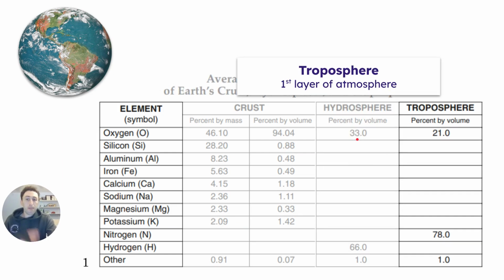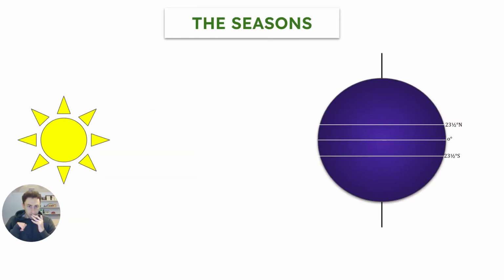The troposphere is the layer of gas that surrounds the Earth, called the atmosphere. The troposphere is the first layer of the atmosphere, and it is made up of mostly nitrogen, which makes up 78%, and oxygen, which makes up about 21% of the atmosphere. That is the air that we're walking in and breathing in.